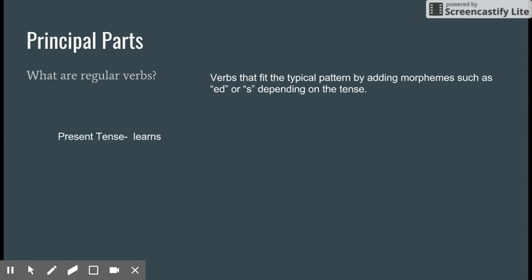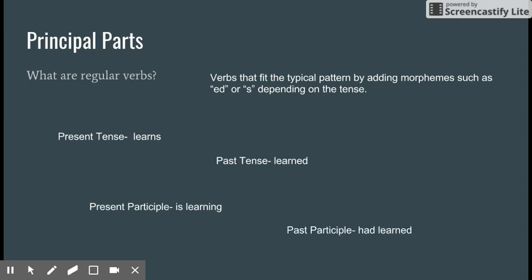So do you remember the principal parts of the verbs? Present tense, past tense, present participle, where we have a verb phrase, you have the helping verb and the ing added to the action verb. And a past participle, where we have the helping verb and an ed added to it.